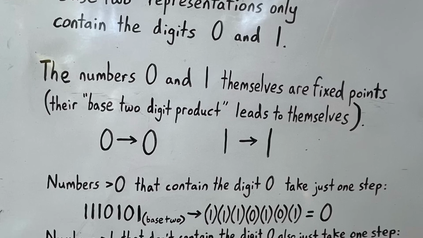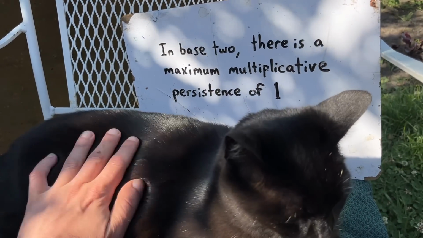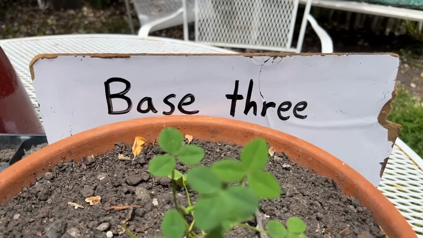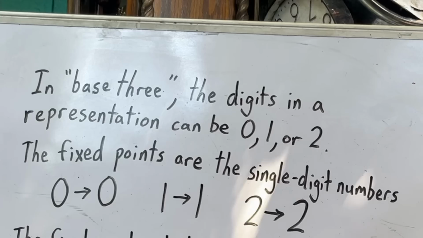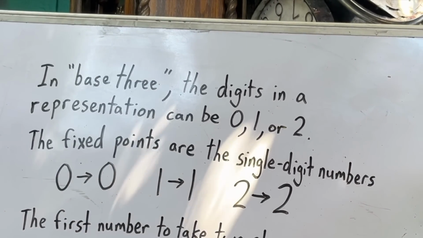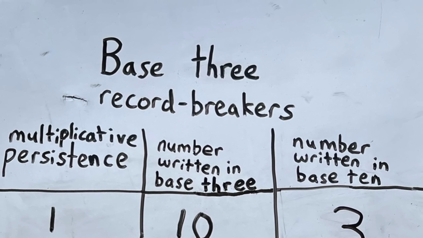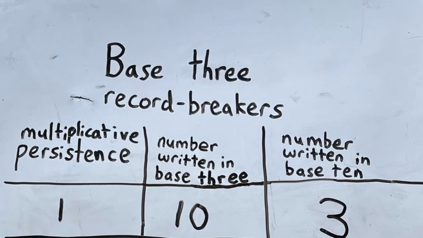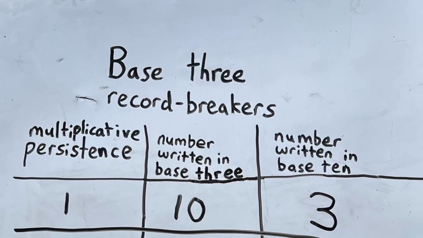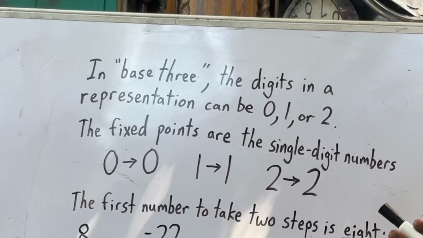So base 2 has a maximum multiplicative persistence of 1. But now let's look at base 3, which is a bit different. In base 3, the single-digit fixed points are 0, 1, and 2, and the first multi-digit number, 1, 0, which we know as 3, is the first number that takes one step. But here, there are some multi-digit numbers that can go a little further.